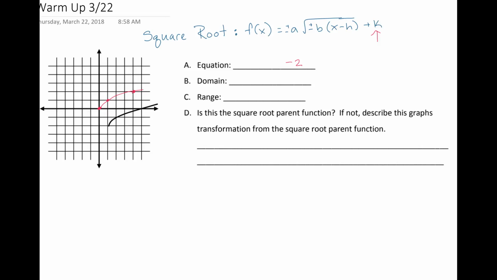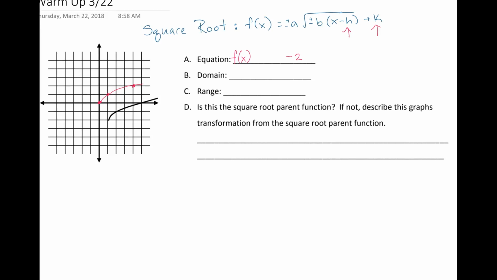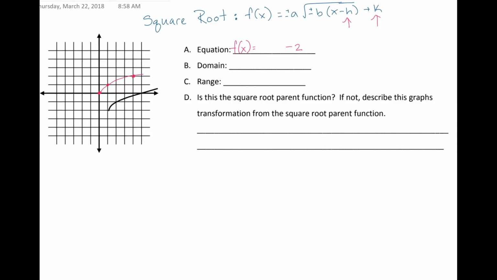What else happened? Move right 1. It moved right 1, so what number will that change? H. So what am I going to put for H? -1. Oh yeah, -1. Good.